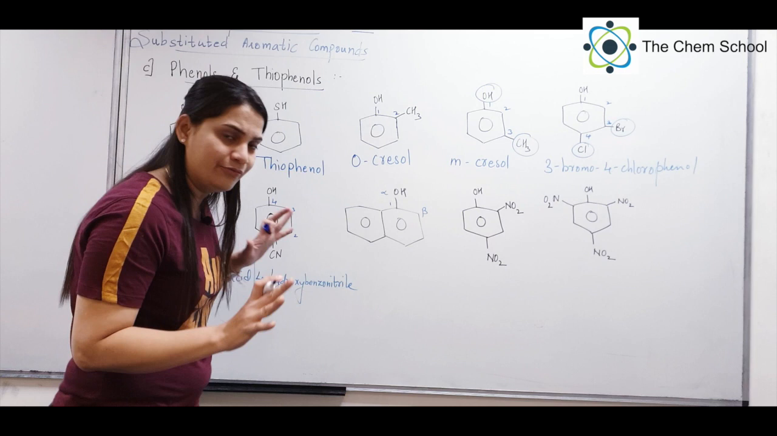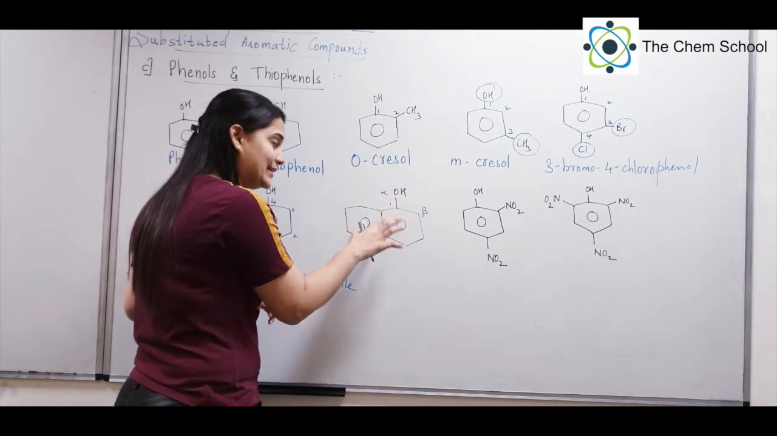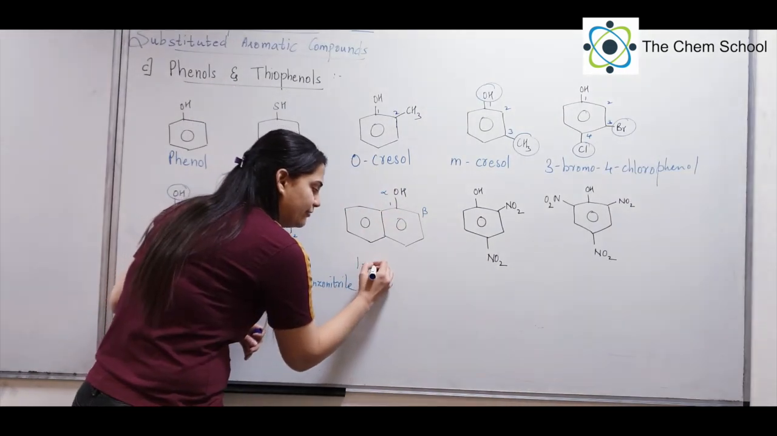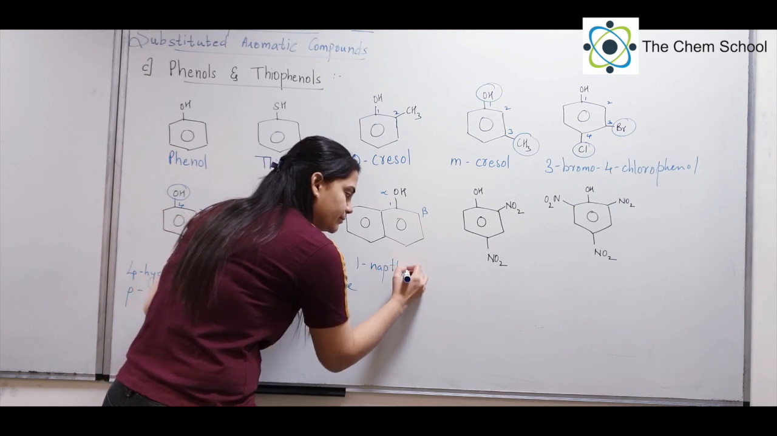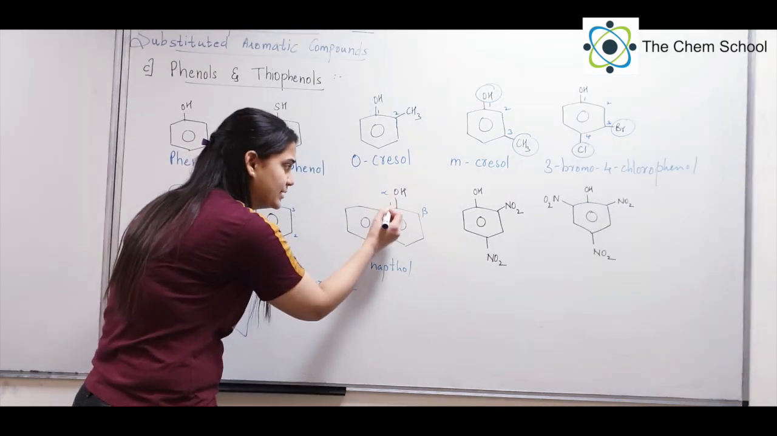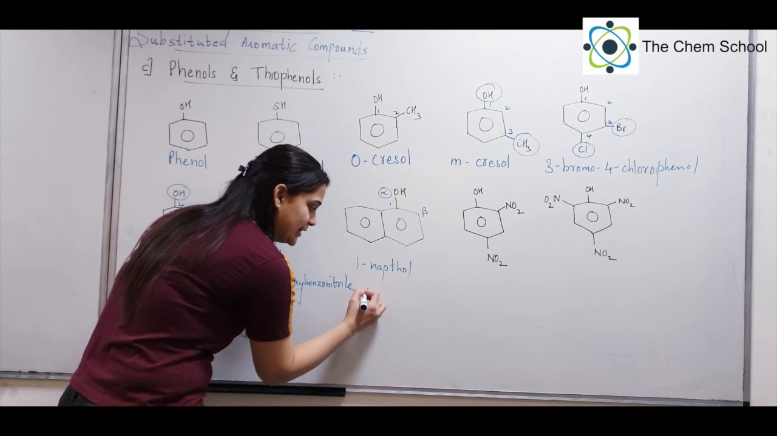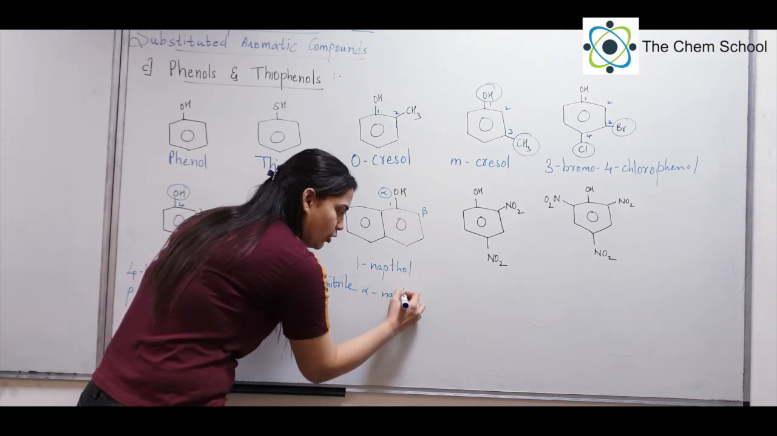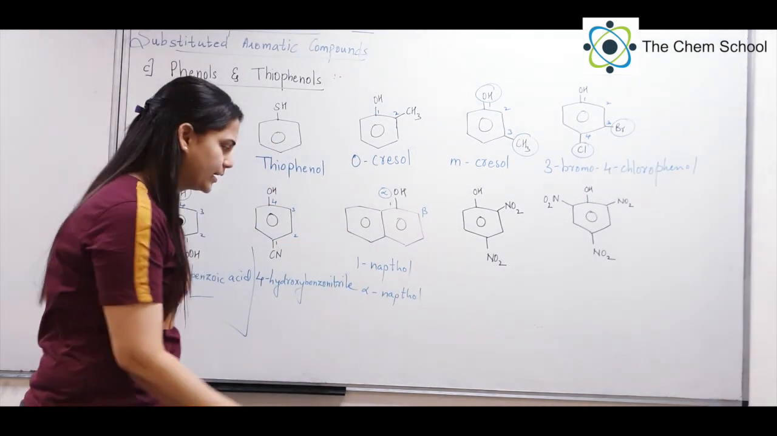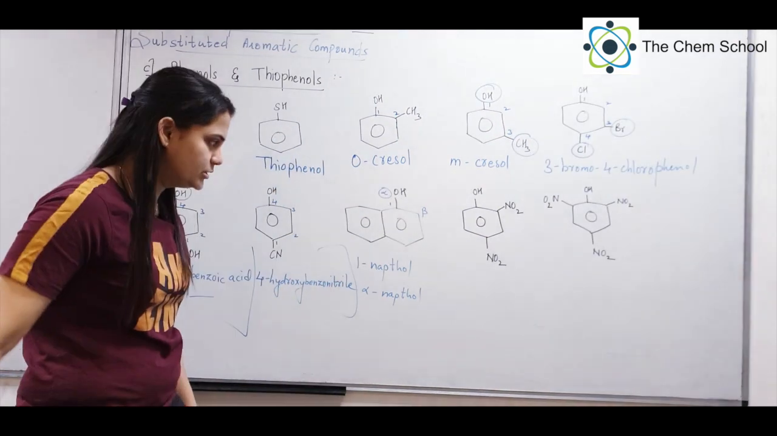So as of now, you can say that this is 1-naphthol, or you can also call this one alpha. So you can say that this is alpha-naphthol. Both the names are correct, whichever you remember first.